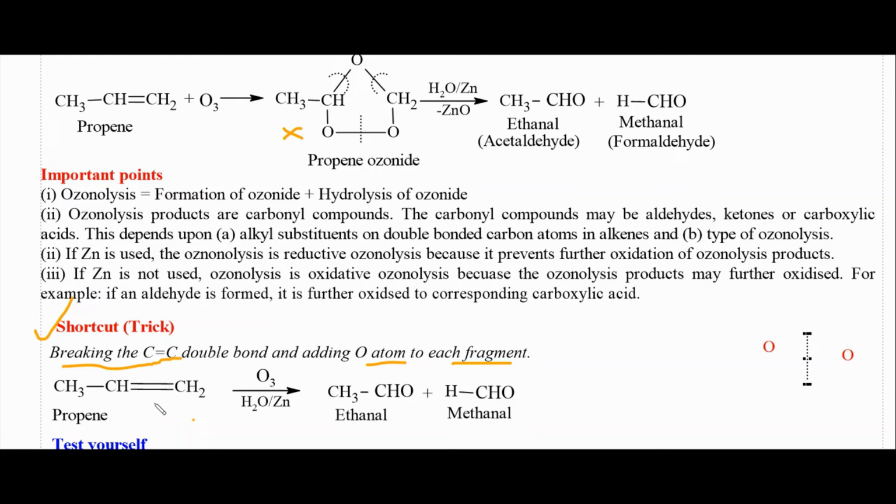In this case, propene, first of all, we break the carbon to carbon double bond. Then we get two fragments, left side CH3CH, right side CH2. After that, we add an oxygen atom to each fragment. So the left side fragment becomes CH3CHO, ethanal. The right side fragment is CH2O, which is nothing but methanal. This is the way you can find the correct option in seconds in the case of ozonolysis. Correct?